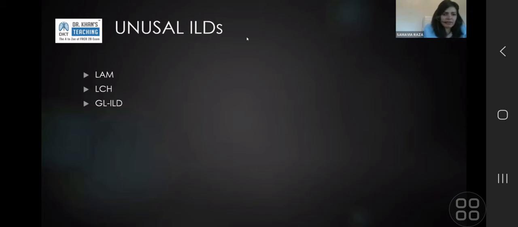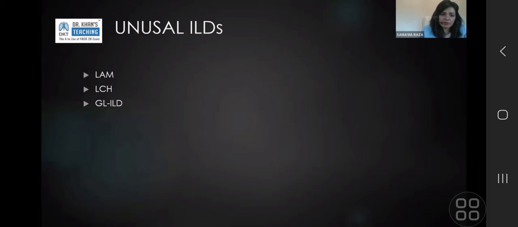Moving on, the last bit is the unusual ILDs. These are the ILDs you will see more commonly in larger tertiary care centers, and you will see them in transplant centers. You will see them in the exam setting very commonly: LAM, LCH, and there's a new entry, a new kid on the block, called GL-ILD.